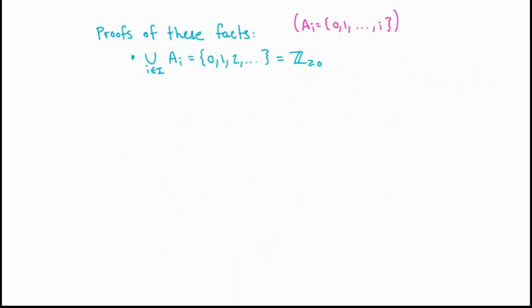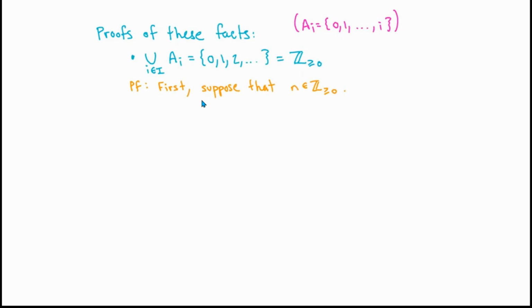First of all, how do we prove that the union of the collection of sets A sub I is the set of non-negative integers? Well, remember from a previous video that to prove that two sets are equal is equivalent to showing that one set is a subset of the other and vice versa. So what we want to do here is use the definition of the union to show that the set on the right is a subset of the set on the left, and that the set on the left is a subset of the set on the right.